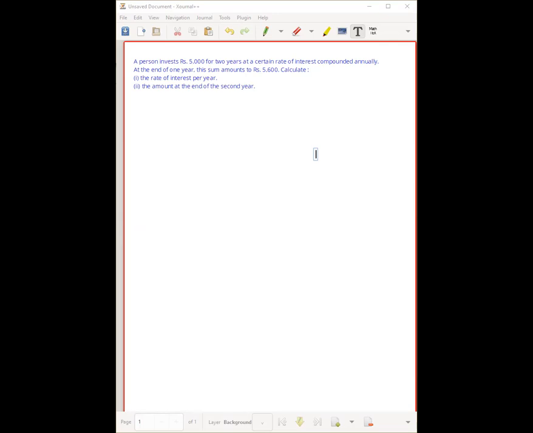Read the question, write down the information which is given to us and figure out, using the formulas that we already know, how you can find out the rate of interest.